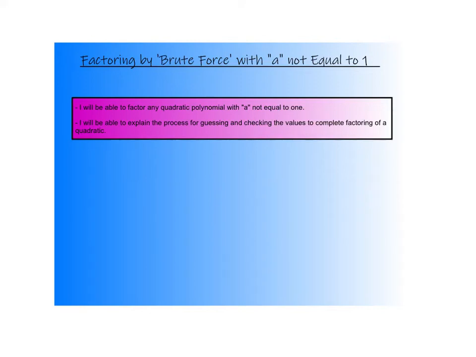Hello again, higher algebra students, back with Unit 8, Lesson 5, which is factoring by brute force. So factoring with a not equal to 1 is really more of a trial and error, guess and check model. By the end of this lesson, hoping that we can factor a quadratic polynomial with a not equal to 1 and be able to explain the process for guessing and checking the values to complete the factoring of a quadratic.